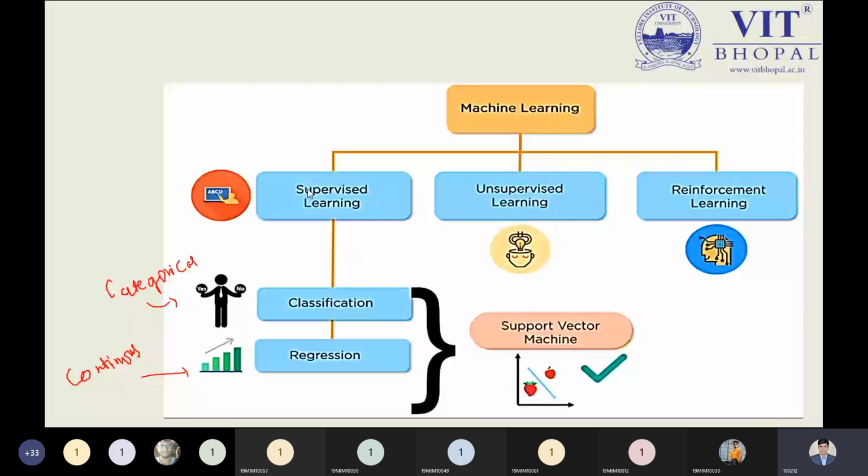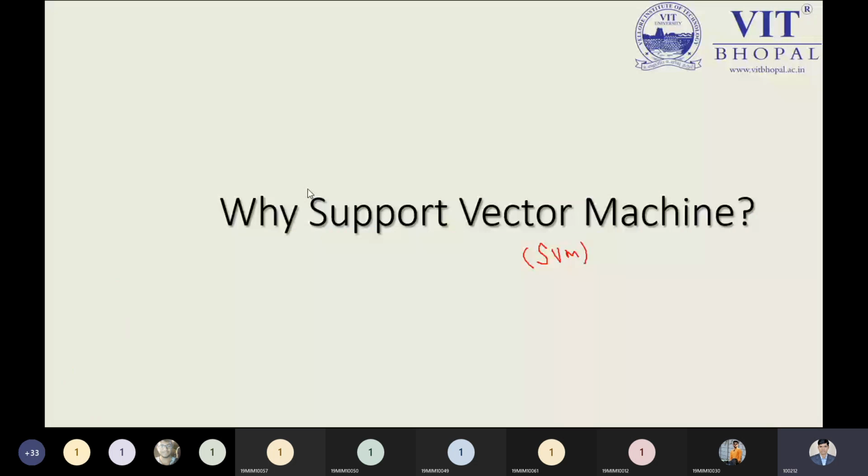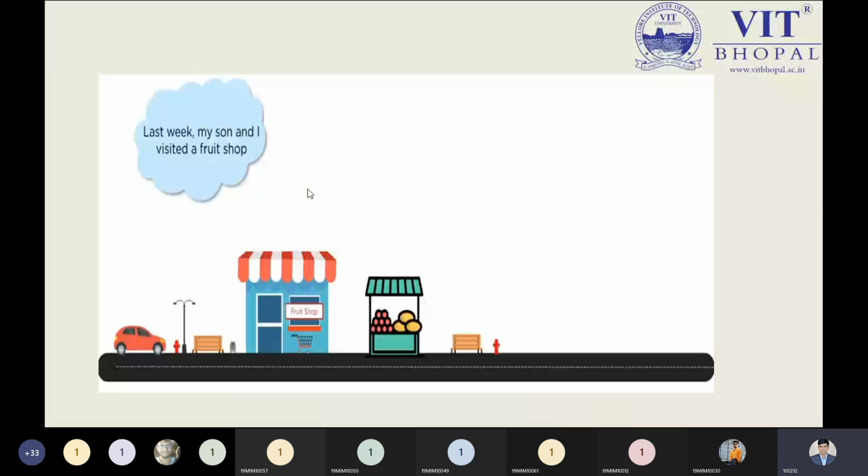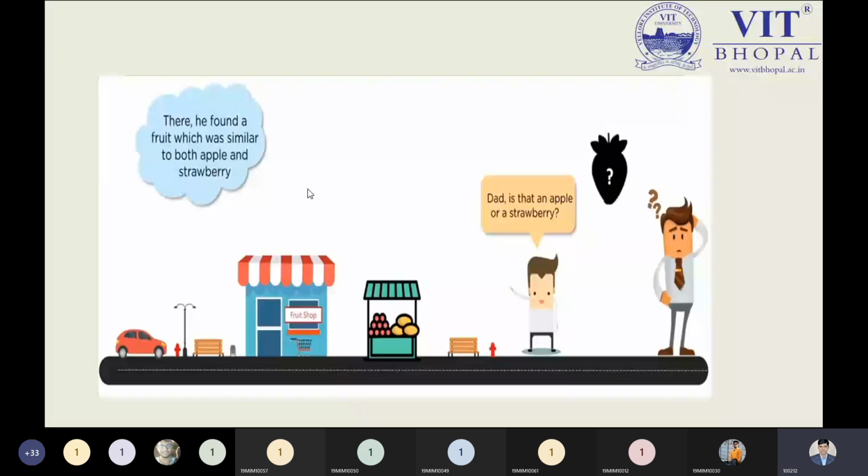After understanding this point, we have a question: why SVM, or why support vector machine? Now, I'm going to start this lecture with a very simple example, so you can understand. Suppose in the last week or the last month, my son and I visited a fruit shop, and my son asked me, is that an apple or a strawberry? Now, this is a big question my son has.